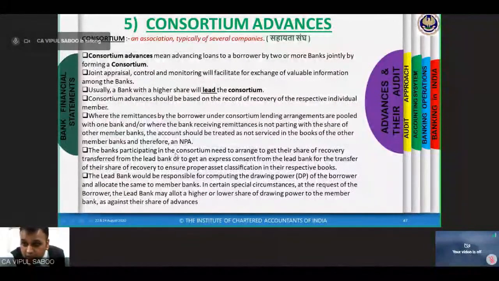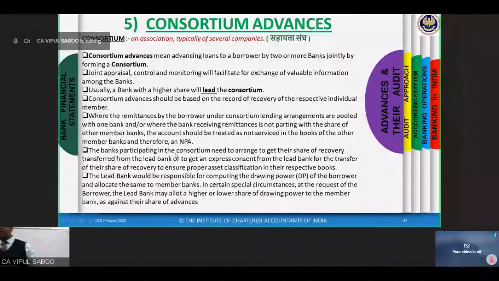Consortium. What is a consortium? Somebody was asking me what are syndicate loans. Syndicate loans are big loans where some banks come together, they form a group. All banks are of equal status, equal position, and they lend loan to the borrower. The case of Vijay Mallya with SBI and all, that was syndicate. What is consortium loan? Consortium is an association, typically of several companies. So banks are companies as well, banking companies. In Hindi you can say Sahayata Sangh.